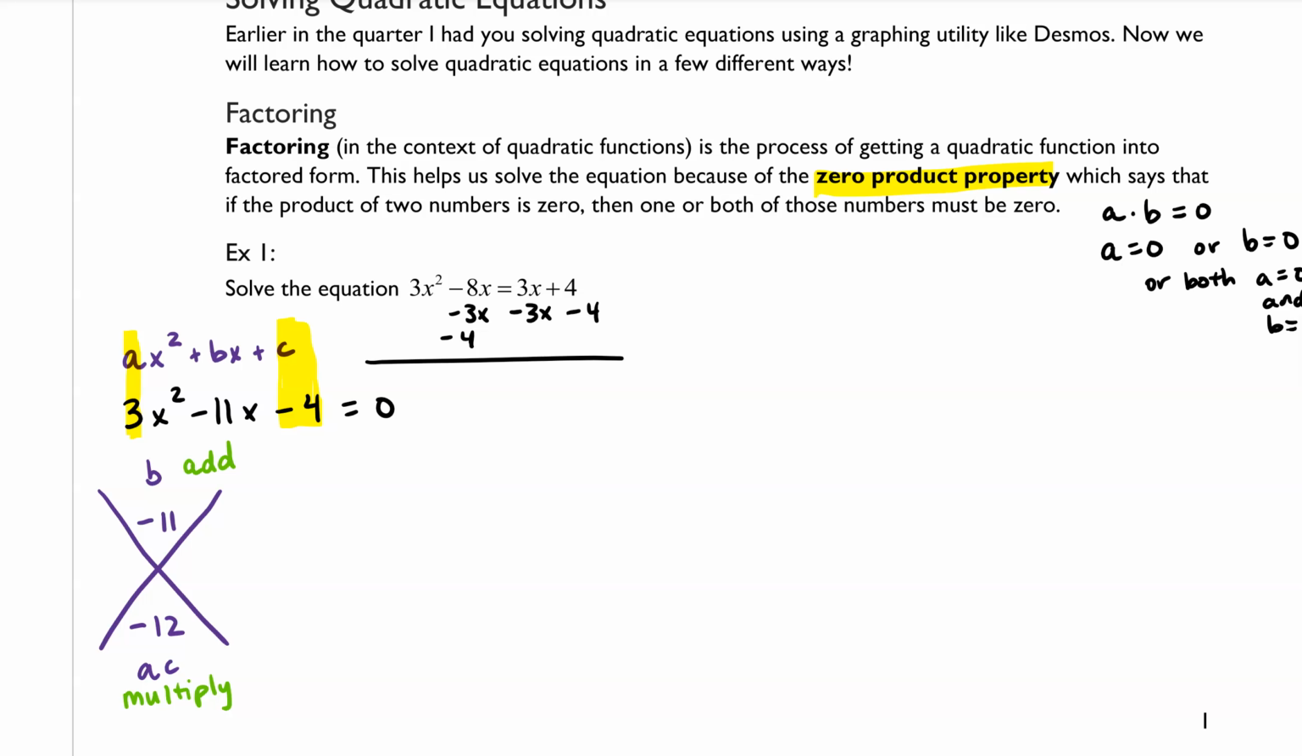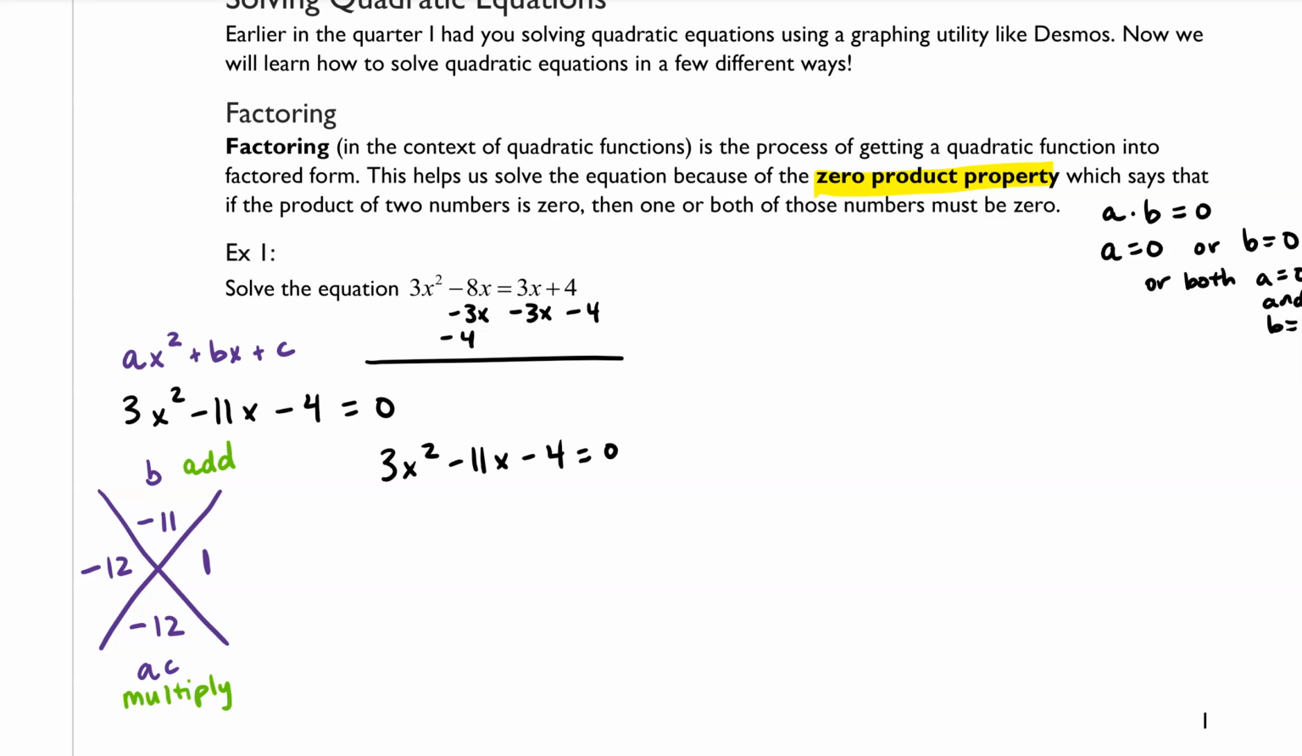So two numbers that add to negative 11 and multiply to negative 12, and those numbers will be negative 12 and positive 1. Okay, and so what that allows us to do is rewrite the equation that we had. So initially we had 3x squared minus 11x minus 4 equals 0. But now I'm going to rewrite this middle term.